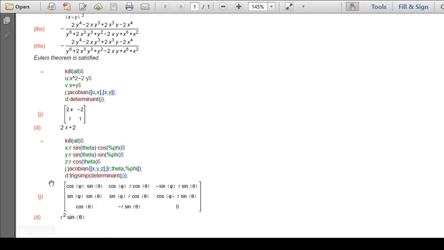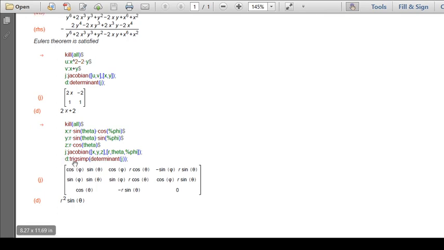And d is, see, we had given trigonometric simplification here. If you are not going to give trigonometric simplification, it will keep the answer as it is. If you put trigonometric simplification, it gives a beautiful result, which is the simplified one. Trig simp of the determinant of j, that is the determinant of the Jacobian matrix. That is your r square sin theta. So this is how you can find the Jacobian of the given functions.